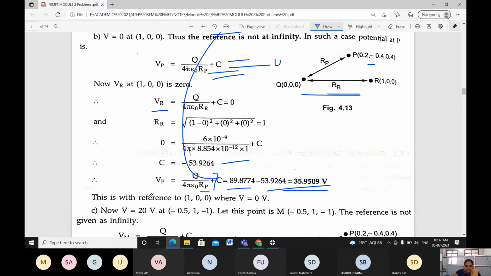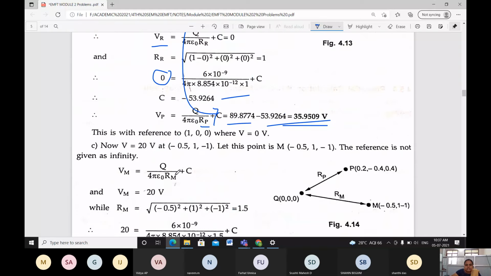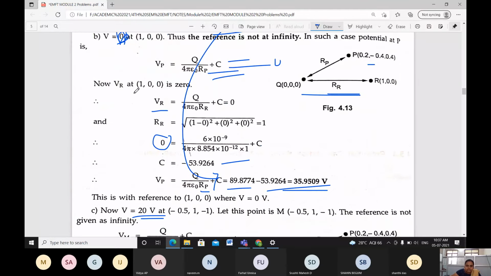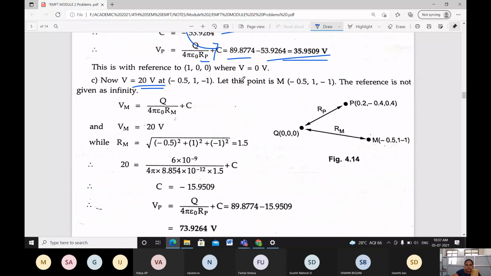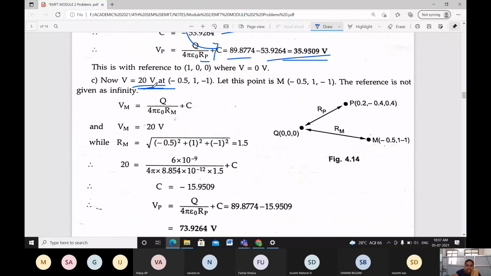This is with the reference at (1, 0, 0), where the voltage is given as 0, and for that reason it is taken as 0. Next, here the value is not 0, it is 20. In the second step we equated to 0, but here you should not equate to 0. You have to equate it to 20 volts at the point (-0.5, 1, -1).